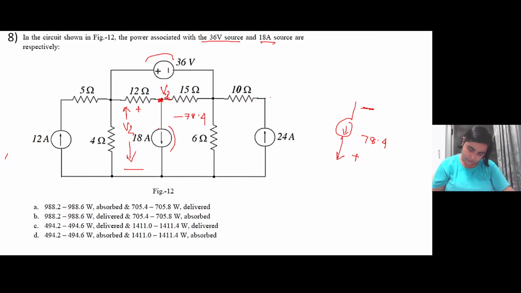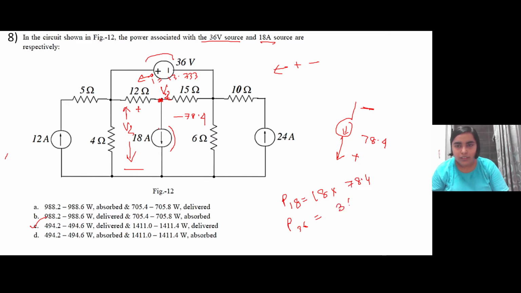When you compute all this, the current direction is in this direction, and it comes out to be 13 point something, so 13.733 kind of. So this particular voltage source, is it absorbing or delivering the power? Delivery. Yes, because current is coming out of the positive terminal, so it is delivering power. So the correct option will be option C. If you just compute it, power delivered by the current source will be 18 into 78.4. The power delivered by the voltage source will be equal to 36 into 13.76 something. So the correct option will be option C.